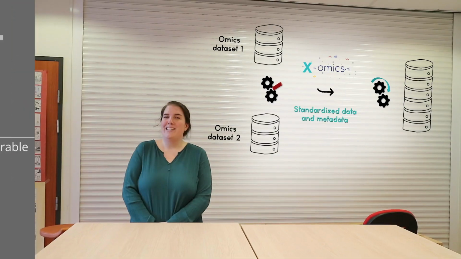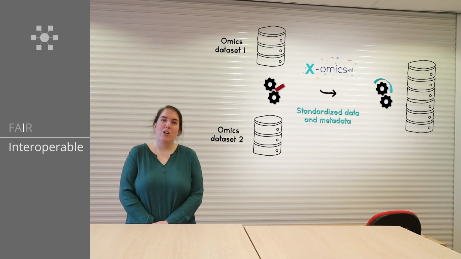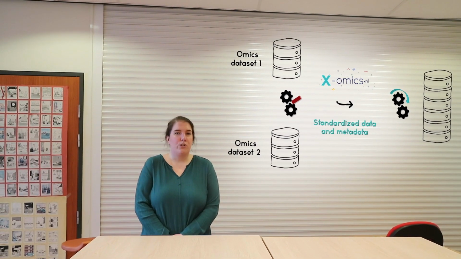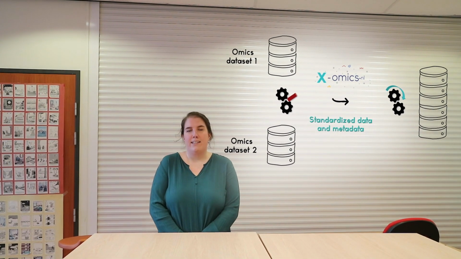Well, interoperability is probably the most difficult part. Anna, what are we doing to make our data interoperable? We adhere to data standards that are commonly used by the genomics, proteomics and metabolomics communities. And CrossOmics uses the ISA metadata standard, which is short for investigation, study and assay.